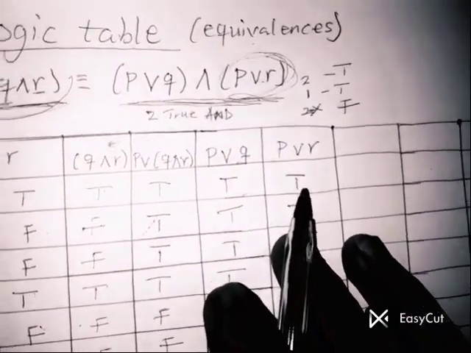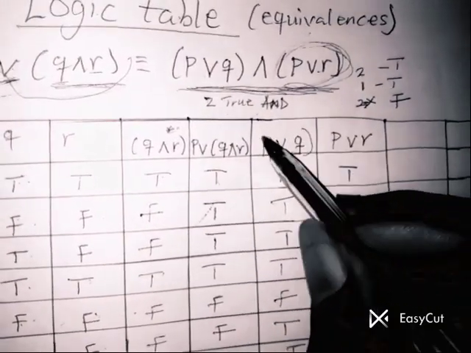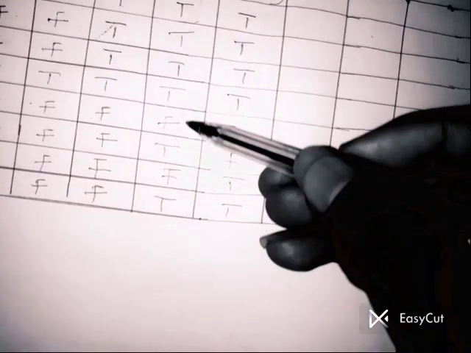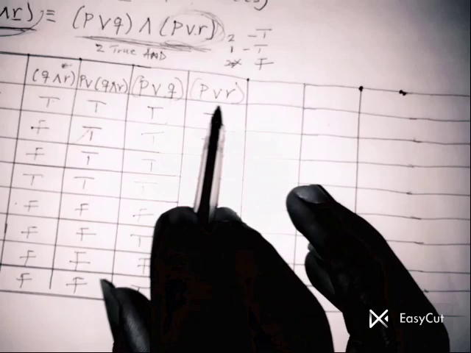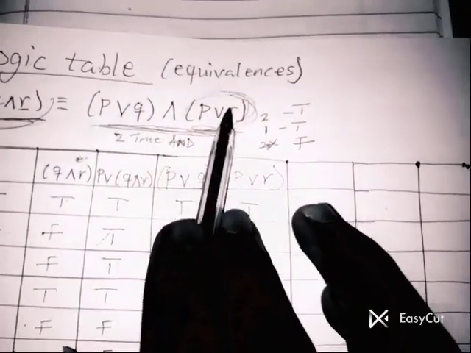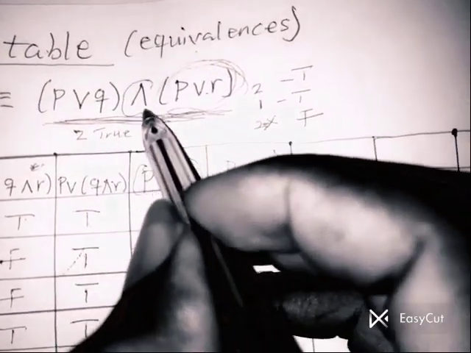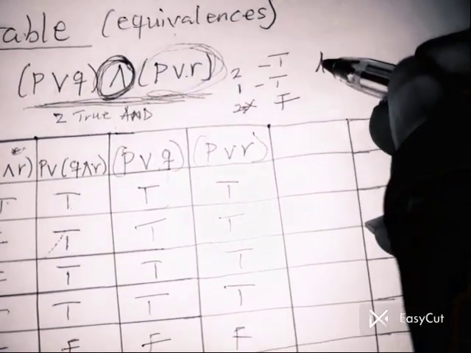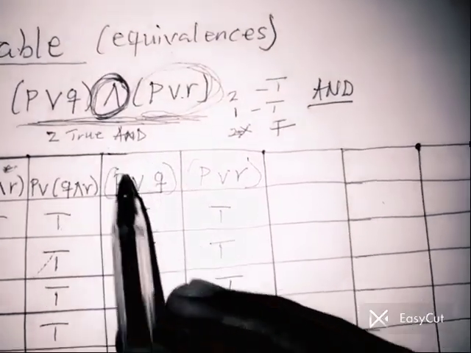So after we've gotten this, now let us look at this. We have this here. Let me put it in bracket. We have this one also here. So the truth table or the logic table for this P or Q, P or R, we are now going to compare these two. So you look at this, then we write. Now, the logic operation here is AND. So the Boolean operation that we are using here is AND.